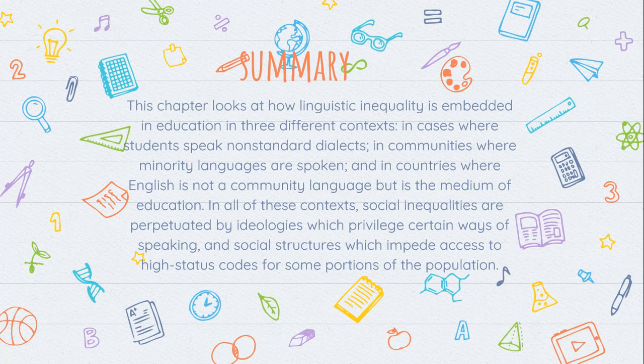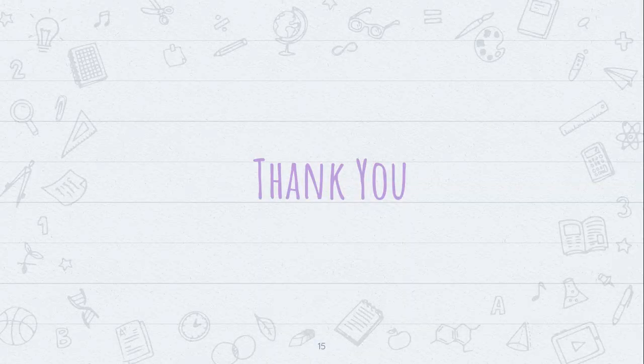Summary. This chapter looks at how linguistic inequality is embedded in education in three different contexts. The first is in cases where students speak non-standard dialects, the second is in communities where minority languages are spoken, and the third is in countries where English is not a community language but is the medium of education. In all of these contexts, social inequalities are perpetuated by ideologies which privilege certain ways of speaking and social structures which impede access to higher status codes for some portions of populations. I think that's all of my presentation.